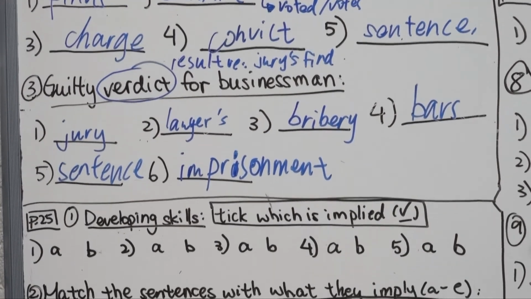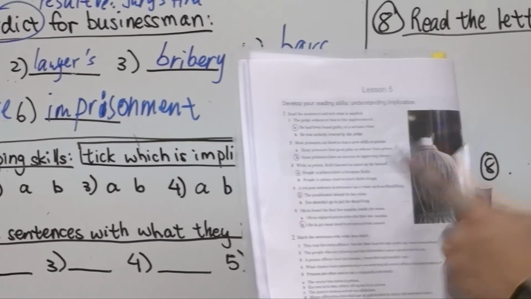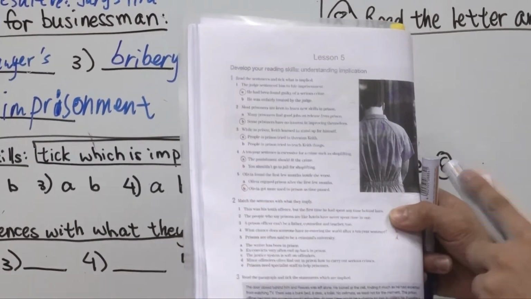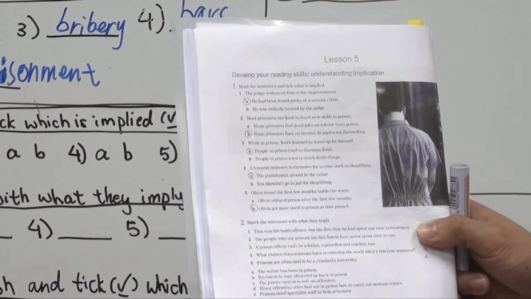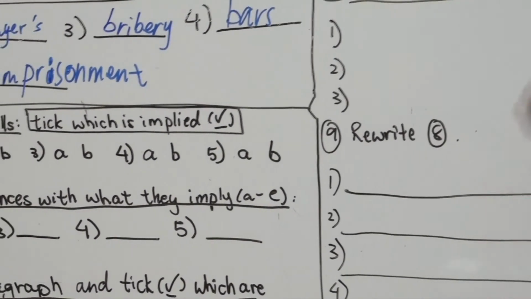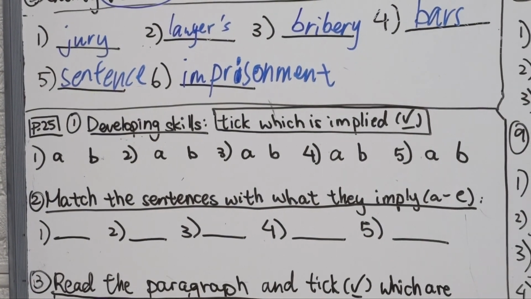So page 25, okay, we have part 1. Developing our reading skills. So we have to do multiple choices. And then number 2, we have to match them. And then number 3 is reading and trying to see what is implied, okay? So now we're going back to the implicit and explicit sentences.